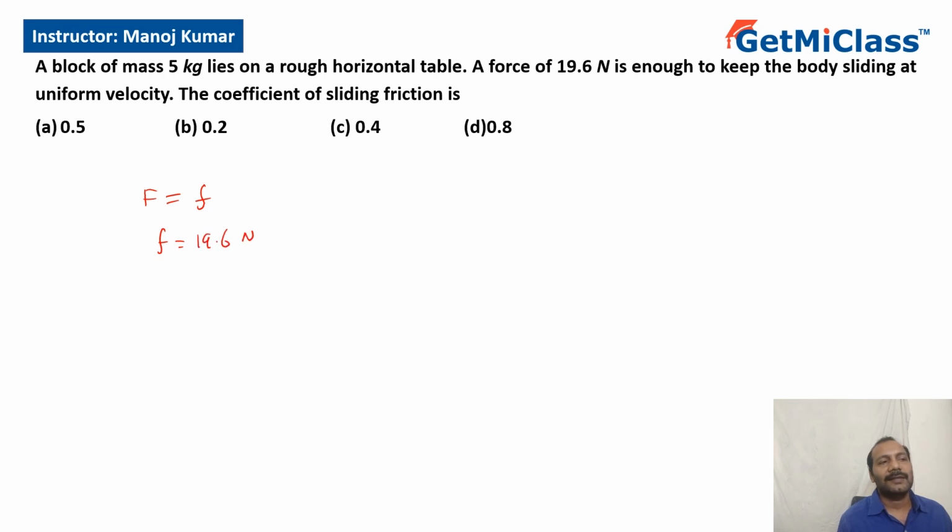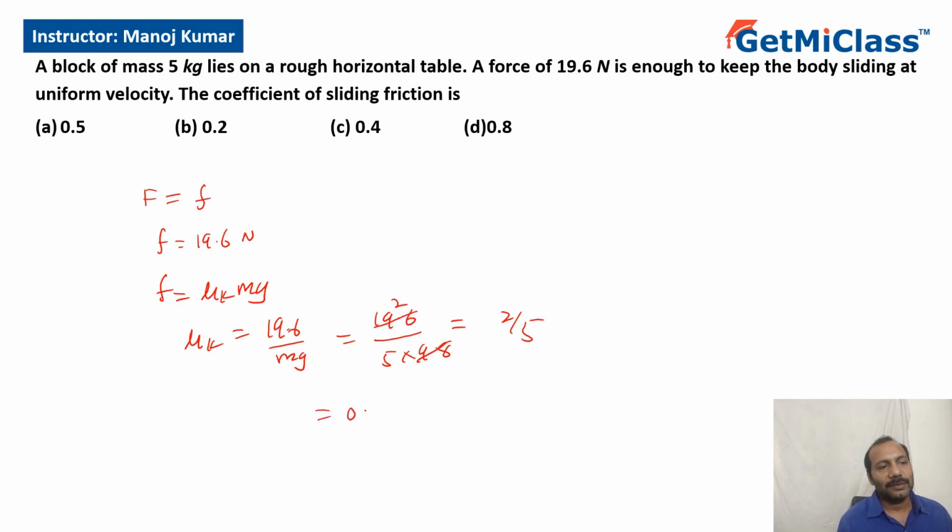Now we are required to find the coefficient of sliding friction or kinetic friction. F equal to, I can write, mu k into m into g. So mu k equals 19.6 by mg. So that can be written as 19.6 by m is 5 into g is 9.8. 9.8 once 9.8 twice. So that is 2 by 5. So the coefficient of friction would be 0.4.